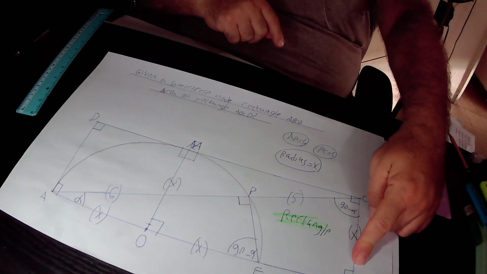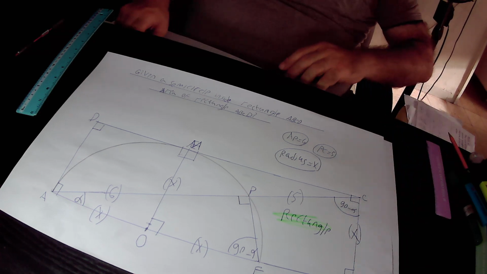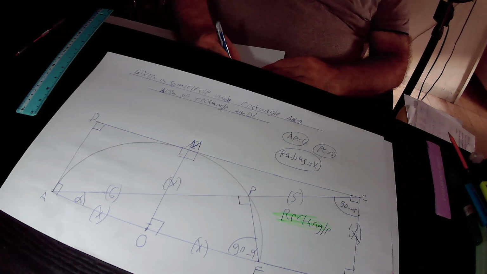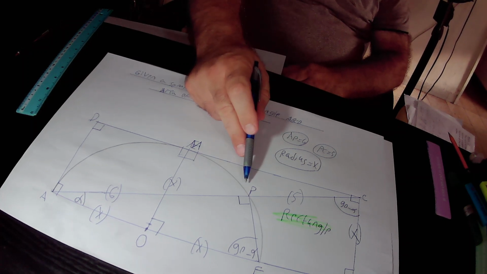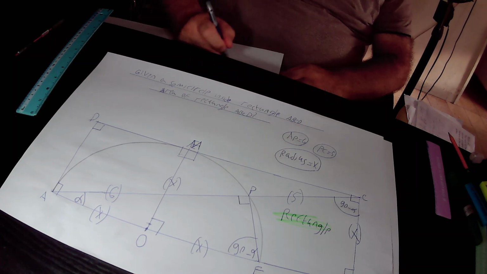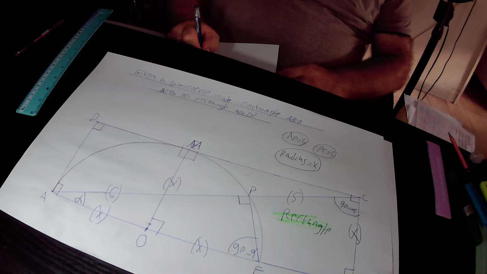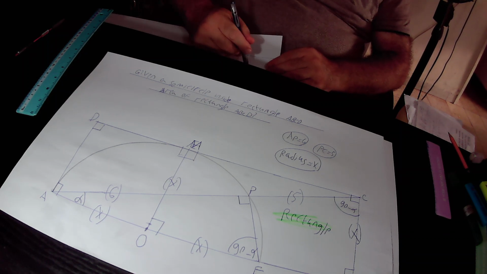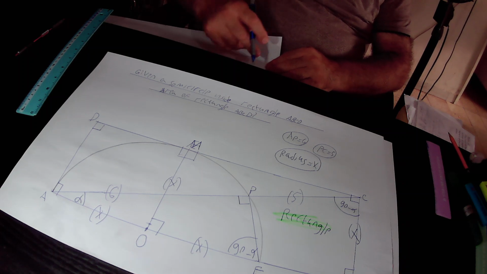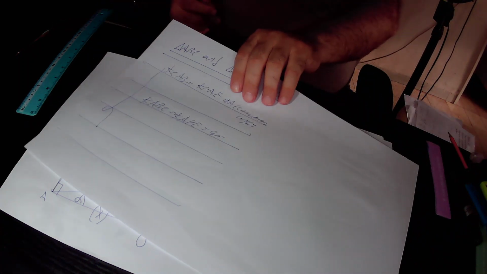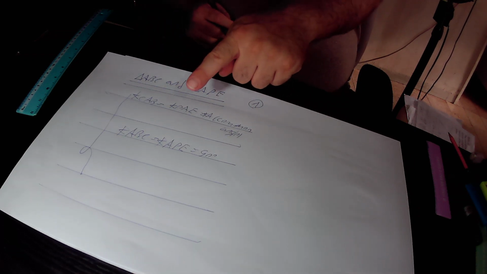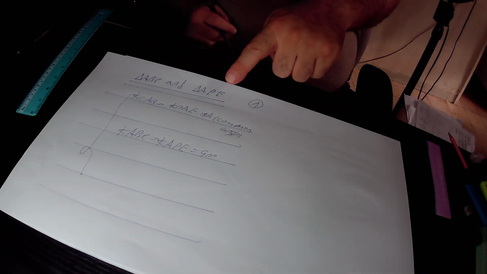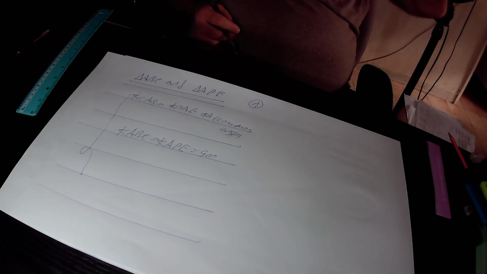So actually this is angle ABC in triangle ABC, and it is equal to this angle, that is actually angle APE in triangle APE. So I repeat again, angle ABC in triangle ABC equals angle APE in triangle APE. They are both equal to 90 degrees and therefore they are equal to each other.